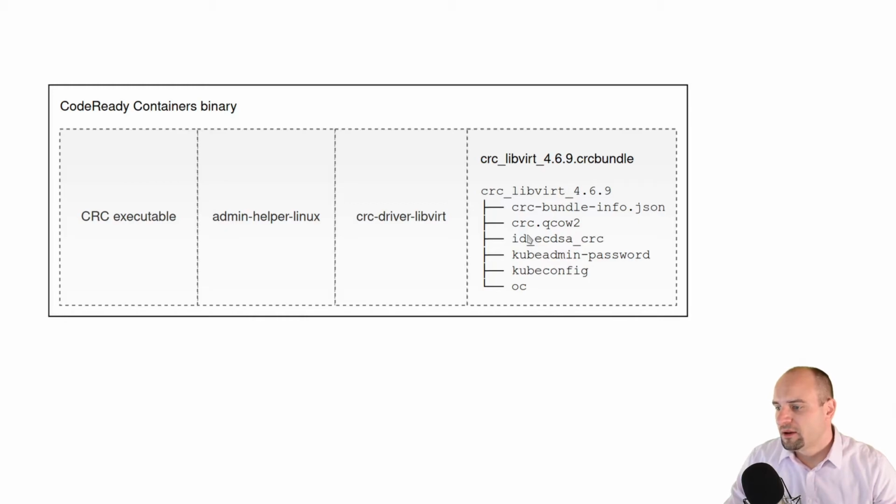Then in the bundle, you can also find the kubeadmin password, that's the password to log in to OpenShift, the kubeconfig file to again log in to OpenShift using client certificate authentication, and the last part here is the OC client. The OC client bundled here is the exact same version as the OpenShift server.